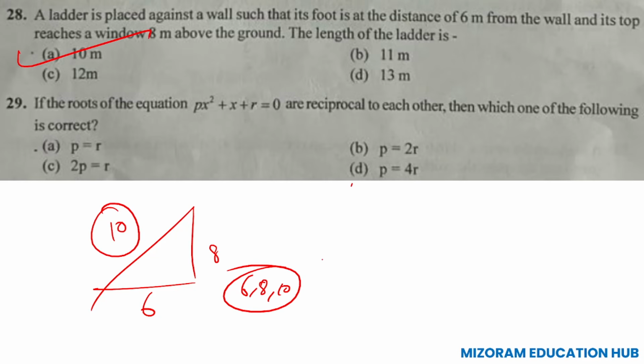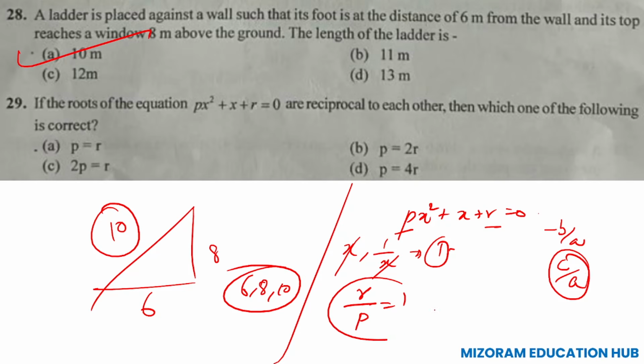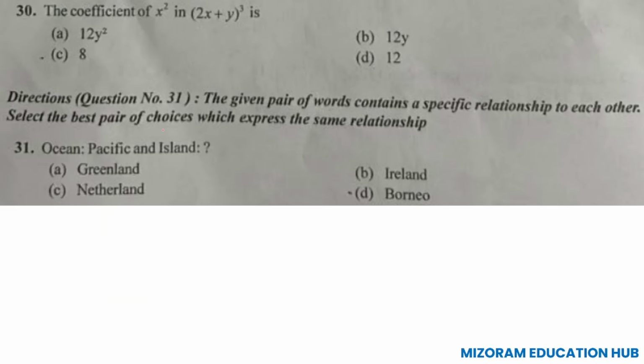Okay. If the roots of the equation px square plus x plus r equals 0 are reciprocal to each other, the roots are x and 1 by x. Sum of roots is minus b by a, and product of roots is c by a. Reciprocal to each other means the product is 1, and the product c by a means r by p will be 1, and so r will be equal to p, or we can say p equals r. Option A is correct.